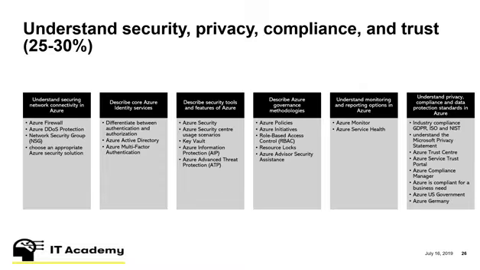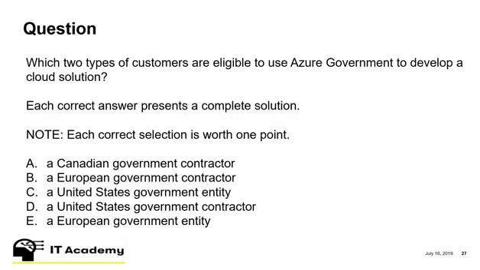Right, let's take a look at a couple of questions that give us an idea of the kind of knowledge we need to be demonstrating in the exam. Which two types of customers are eligible to use Azure Government to develop a cloud solution? Note, each correct answer presents a complete solution. Note, each correct selection is worth 1 point.